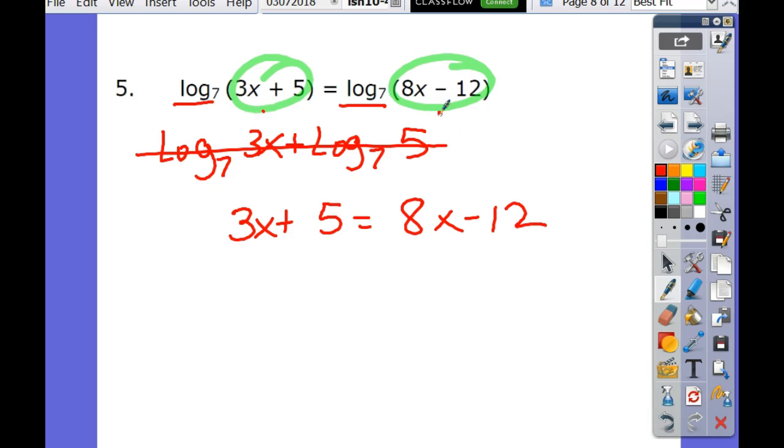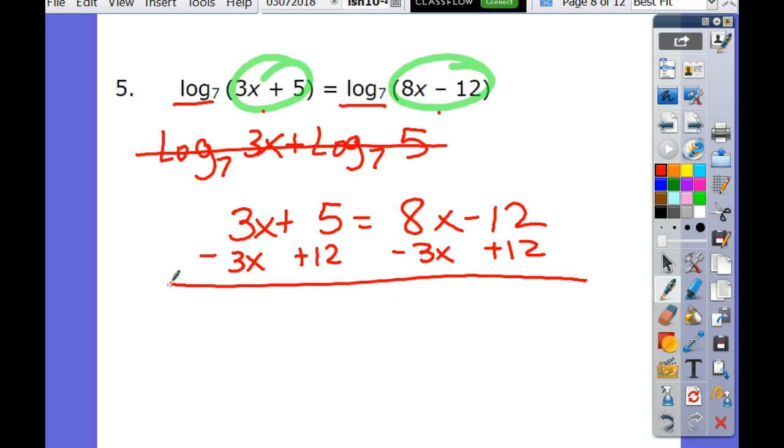Can you solve it? Let's see, I want to subtract a 3x and add a 12 to both sides of the equation. That will cancel the 3x's. That will cancel the 12. Divide by 5.